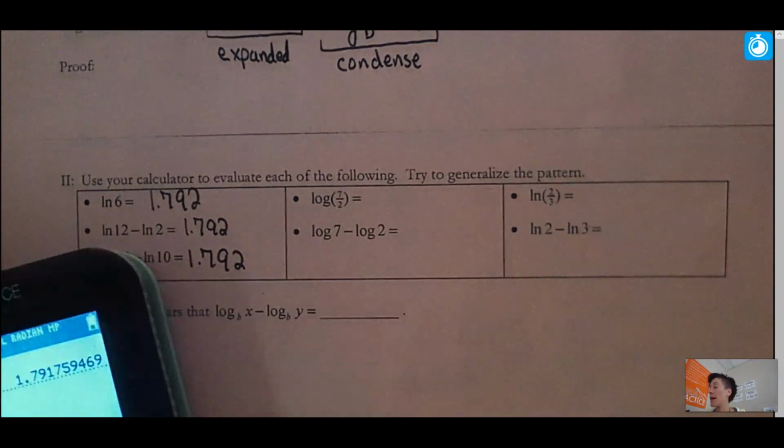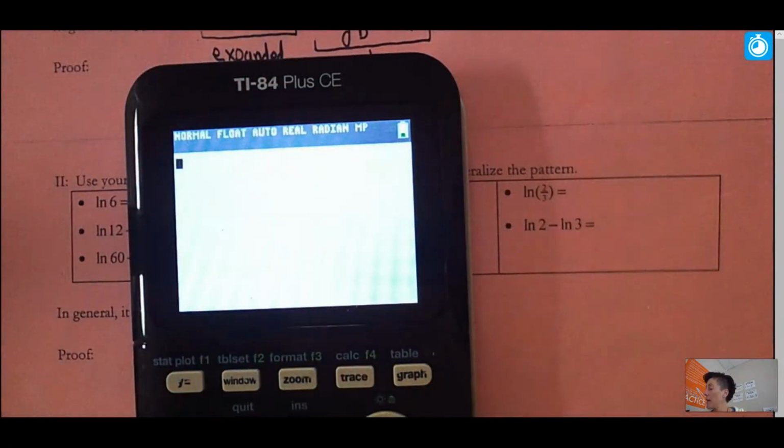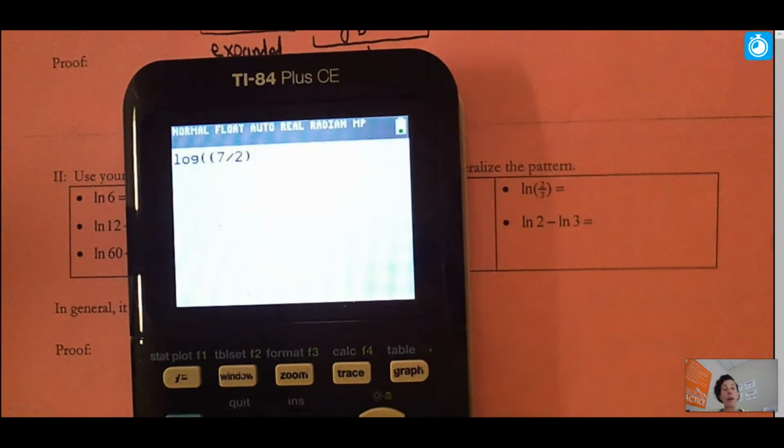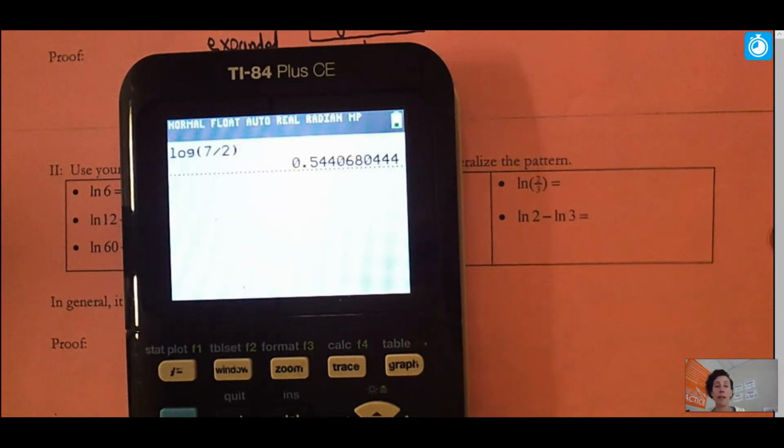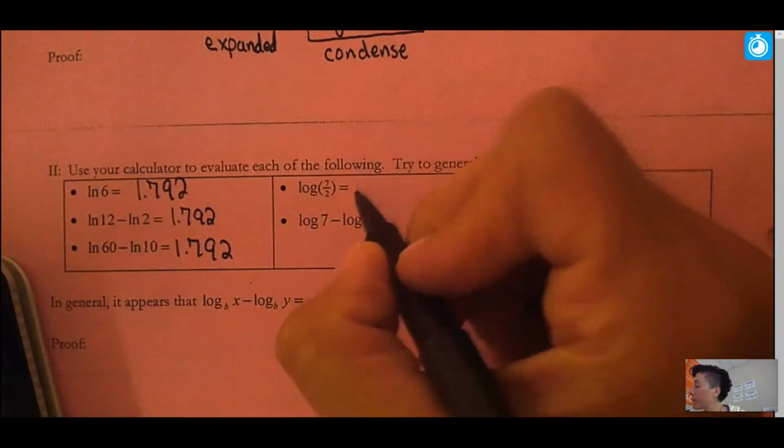So what about this one? Let's try the log. Again, this has a base of 10. This time we're taking a log of a fraction. That's okay. Just a reminder, that argument, which right now is 7/2, which I didn't type in correctly. I threw in extra parentheses. That argument always has to be a positive number. It can never be 0, and it can never be negative. So just another reminder. So here I'm going to get 0.544.